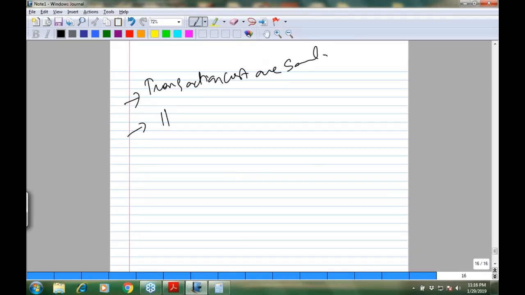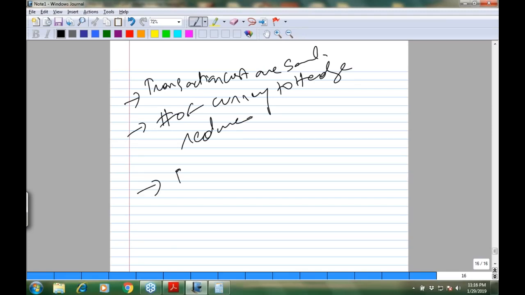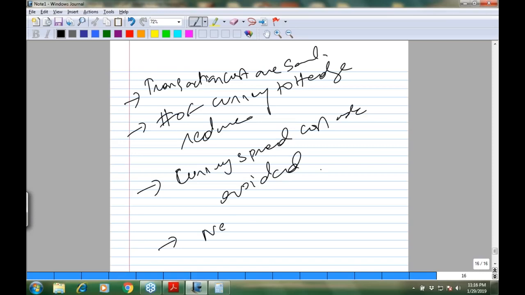The second thing is that the number of currencies to hedge reduce, and the currency spread costs are avoided. Why? Because when you don't have to hedge every single currency, the overall currency exposure is reduced. And lastly, the net exposure is hedged instead of the gross exposure.